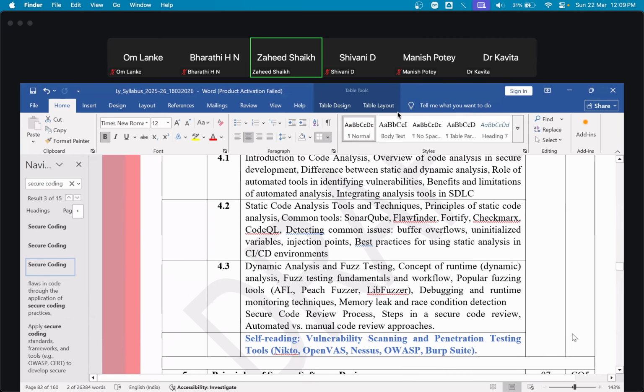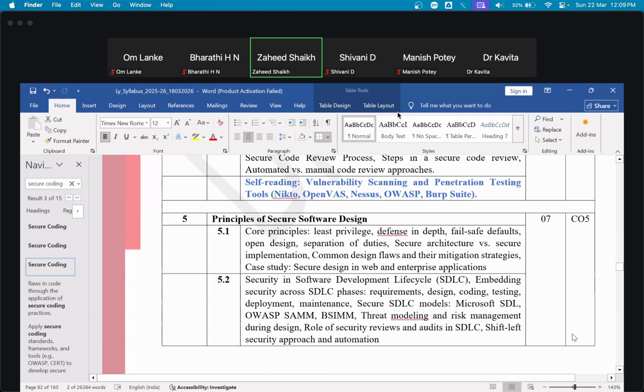Similarly, for dynamic code analysis, we have Peach Fuzzer, AFL, and libFuzzer. These are fuzzing tools which we use during runtime, while carrying out a fuzzing test on the workflows, to ensure that during runtime and other aspects the code is sanitized and not prone to such types of vulnerabilities. Moving ahead, module number 5 talks about secure software design principles.